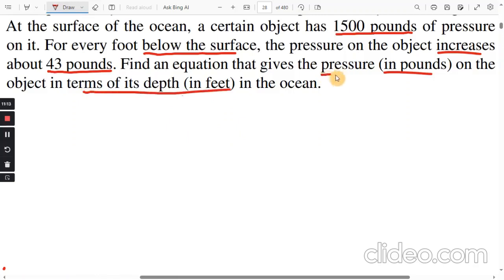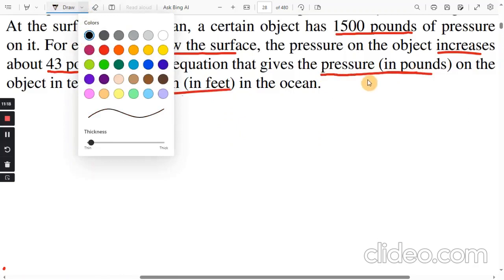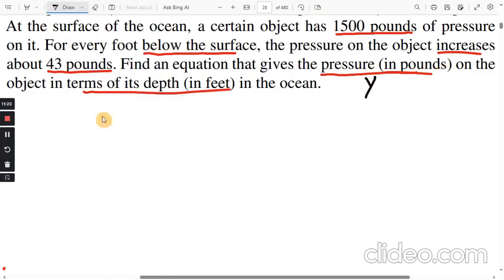Okay, so the pressure in pounds is going to be your y, of course. And that is going to be in terms of its depth, so that's going to be your x. As always, let's make the x, y coordinates. Actually, sometimes you might not even need this, but I'm just showing you.